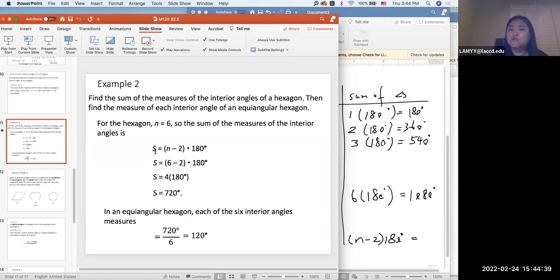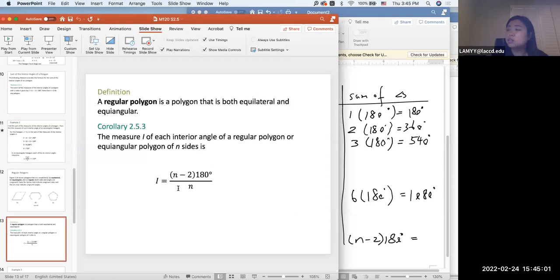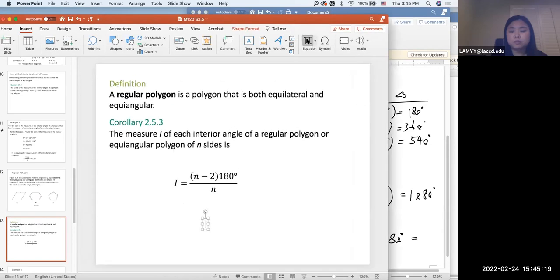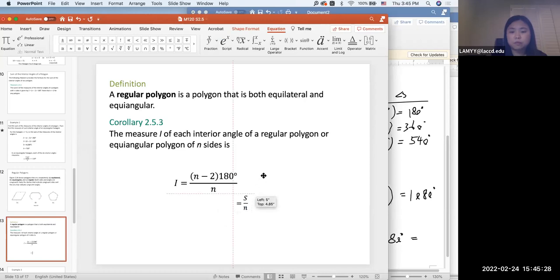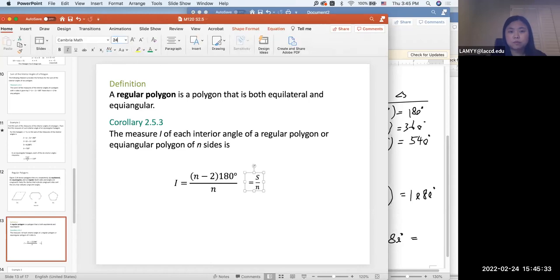This is talking about once you find the sum of the measure of the interior angles, if you divide it by how many sides you have, how many angles you have, then you can find the interior angle. Actually, we did this part already. The whole thing added up together, that will be the S here, divided by n. So one more time, on the top, S is the sum of the interior angles. S over n is equal to the I here also.